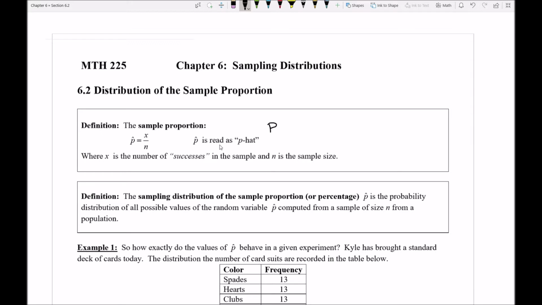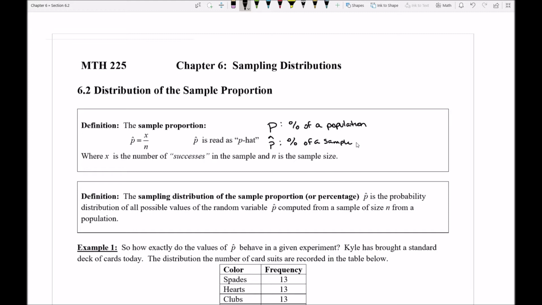Now, this is actually surprisingly simple. Again, if p stands for a percentage of a population, so maybe I want to know the percentage of all the people in the world that have blue eyes, that could be represented by p. But the value of p hat is just going to be a percentage of a sample. Like what percentage of people in our class have blue eyes? So there's a difference between the use of these symbols.